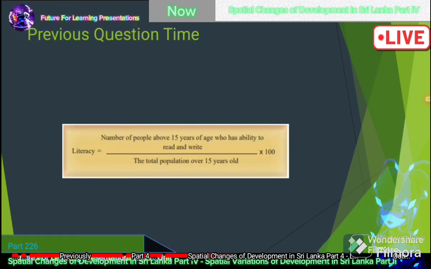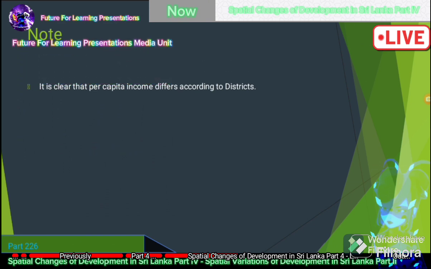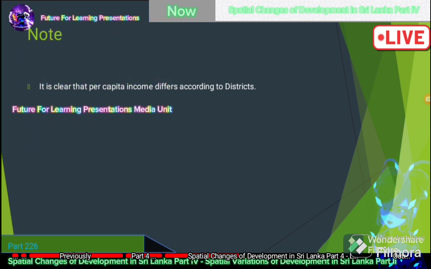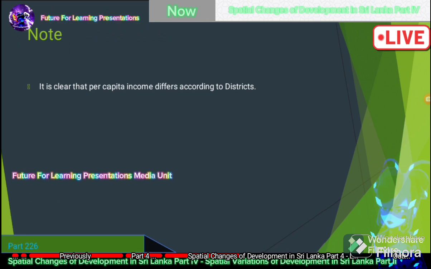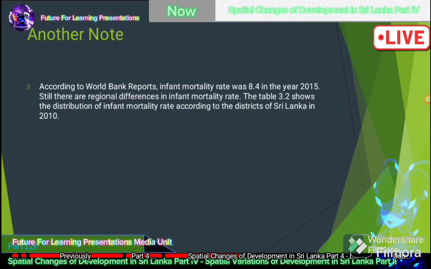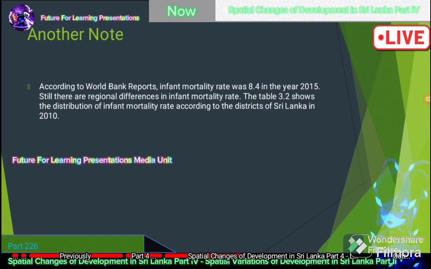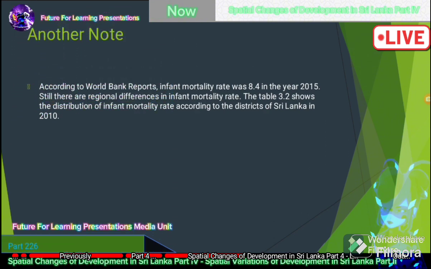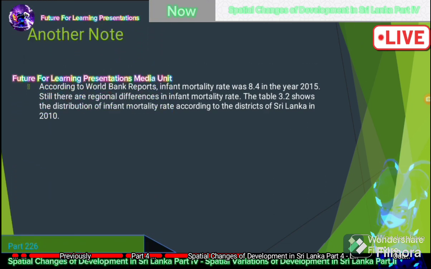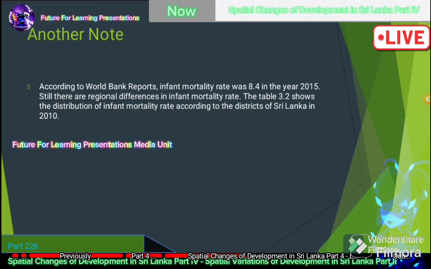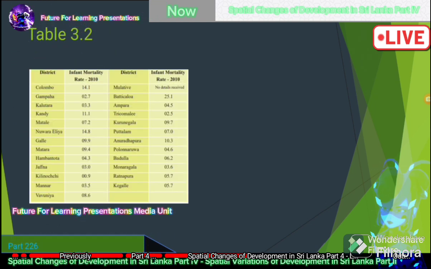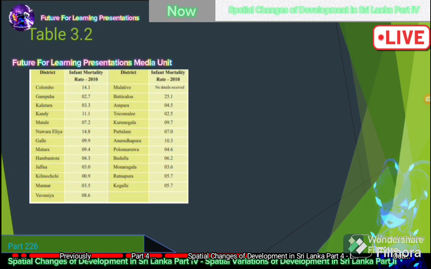Okay, remember that. Note, it is clear that per capita income differs according to districts. Yes, I mentioned this in the part 3 final. So another note, according to the World Bank report, infant mortality rate was 8.4 in the year 2015. Still, there are regional differences in infant mortality rate. The table 3.2 shows the distribution of infant mortality rate according to the districts in Sri Lanka in 2013.